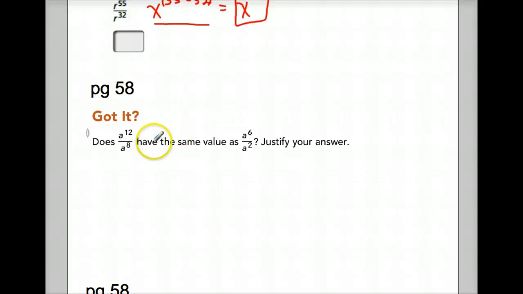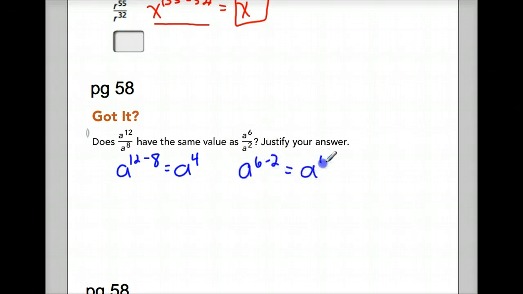Does a to the 12th over a to the 8th have the same value as a to the 6th over a squared? Justify your answer. And we had one of these on our last video. A to the 12th over a to the 8th is a to the 12th minus 8, which just gives us a to the 4th. And basically we're saying, is this the same as this? So a to the 6th minus 2 also gives us a to the 4th. So yes, these are the same.